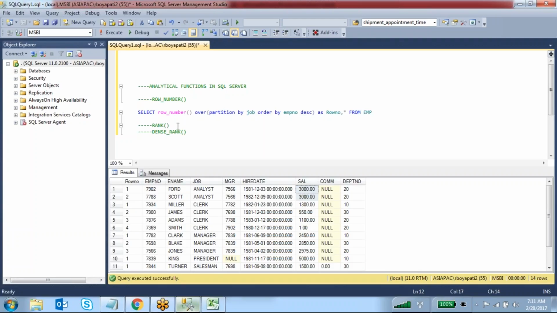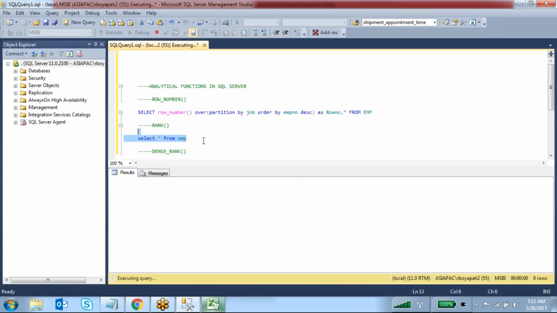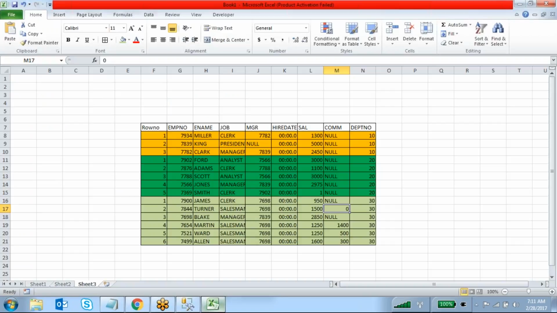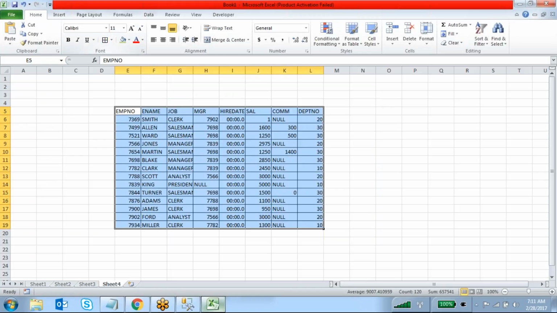The next function is the rank function. What will this rank function do, and what is the usage of the rank function? For example, I have the data: select star from EMP. Based on the people's salaries, I want to give the ranks. Whoever has the highest salary, I want to give the first rank. Whoever has the second highest salary, I want to give the second rank.